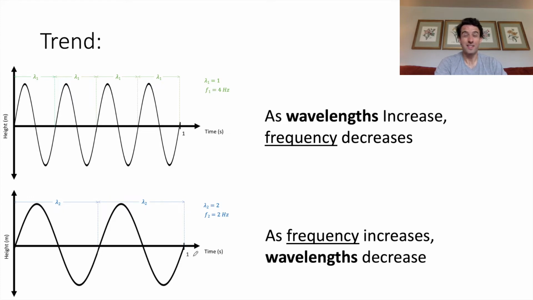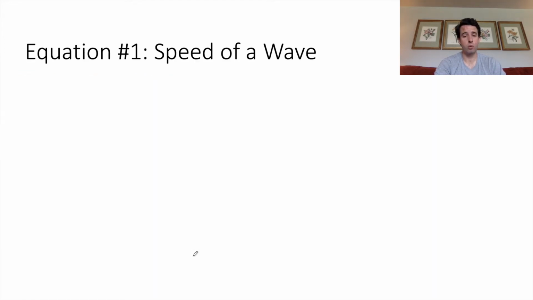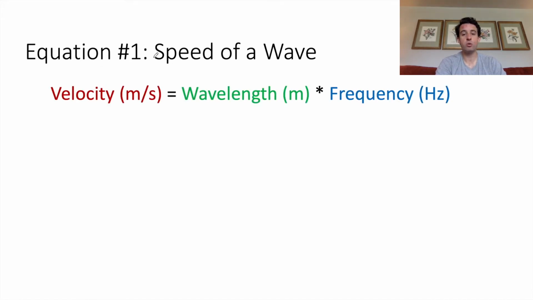Okay, so with this idea of wavelength and frequency and the relationship, some dude back in the day came up with an equation. The equation is for the speed of a wave. So it turns out that velocity is what you get if you take the wavelength and multiply it by the frequency. So you take how long the wave is, and you take how many waves you have per second, and you're going to end up getting a speed, which makes sense.